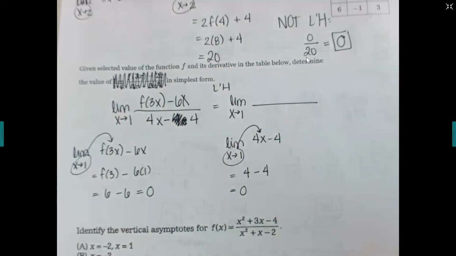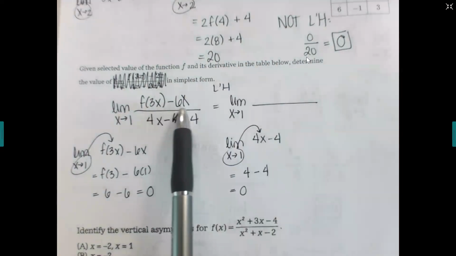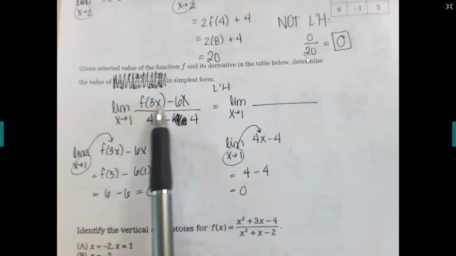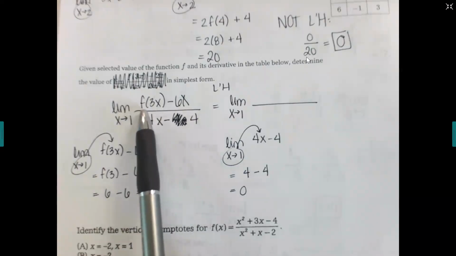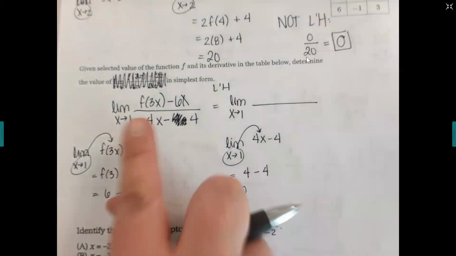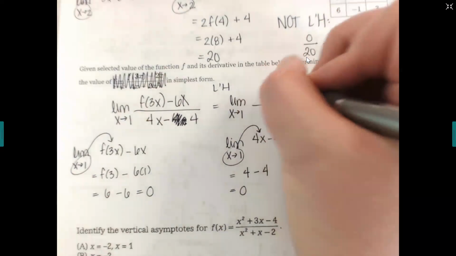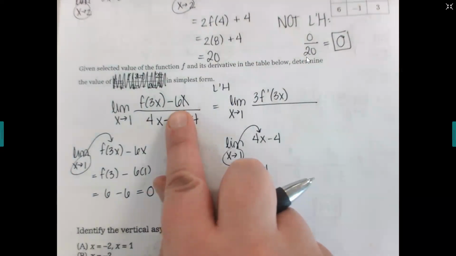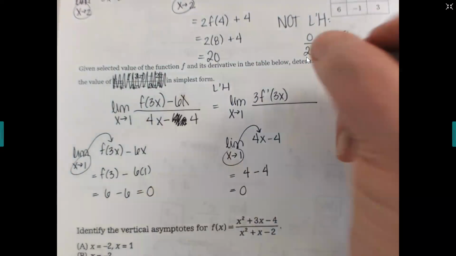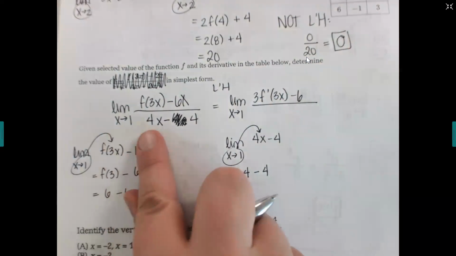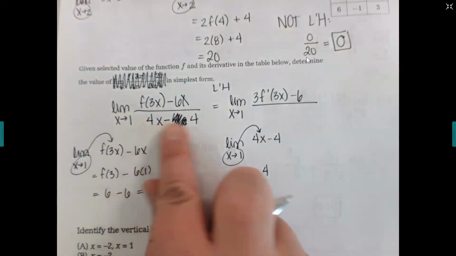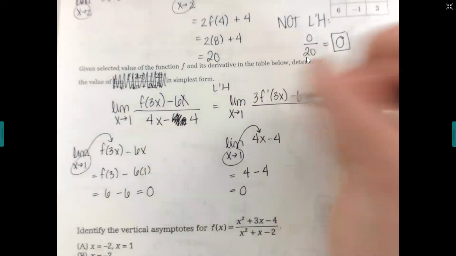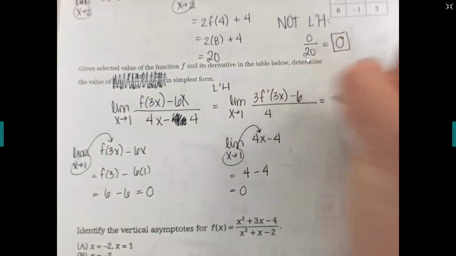I'm going to take the derivative of the top and the bottom separately. What rule will I need to take the derivative of this top? Chain rule. Good. What's the derivative of f? F prime, keep the 3x the same, and then times by 3 in the front. And then minus 6x, what's the derivative? 6. Okay, on the bottom, we're plugging in the derivative of 4x minus 4. What's that? Just a 4. And now we're ready to plug.